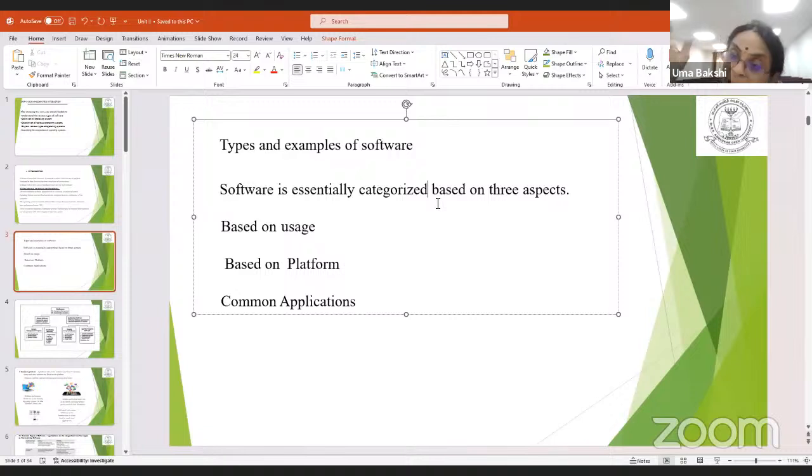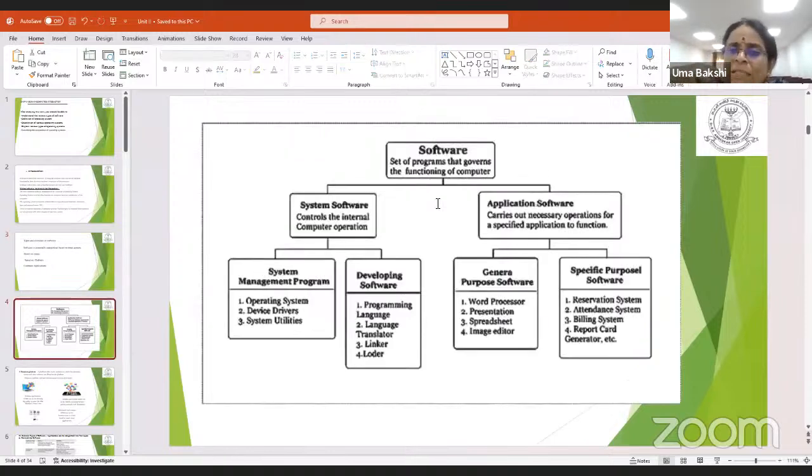Your DMart, if you go to the DMart, they're also having computers, but their computers don't have the kind of features what we have. Or the airplanes, airports computers, or railways, or anywhere you go, those computers are different because they have their own platform, they have their own ways of applications. So here we have the software and the computers, a set of programs that governs the functioning of the computer. System software controls the internal computer operation. System manager programs, that is operating system, device drivers, and system utilities. Developing software: programming language translator and linker and loader.